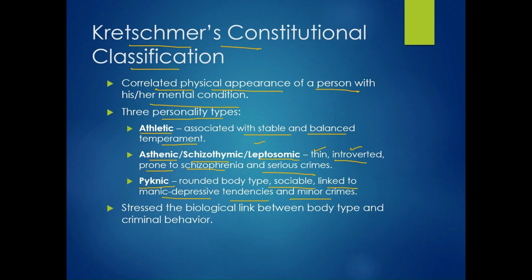So although we now know body shape doesn't cause crime, Kretschmer's theory was an early attempt to find patterns between mind, body and behavior. So he stressed the biological link between body type and criminal behavior.